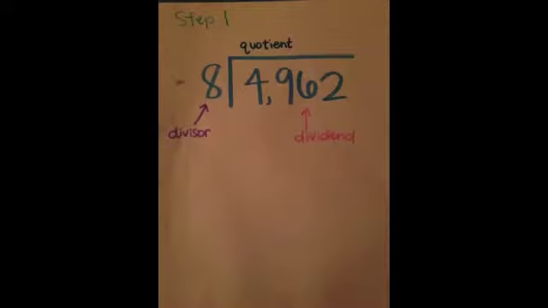Step 1 of my division problem, I have labeled the problem, which is 4,962 divided by 8, and I have labeled it in the long division box with 4,962 as the dividend, 8 as the divisor, and a quotient which is unknown.